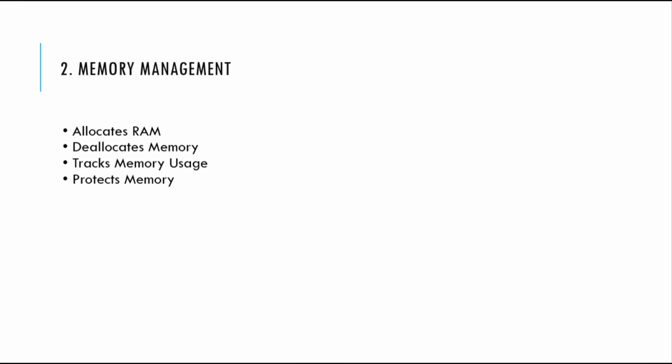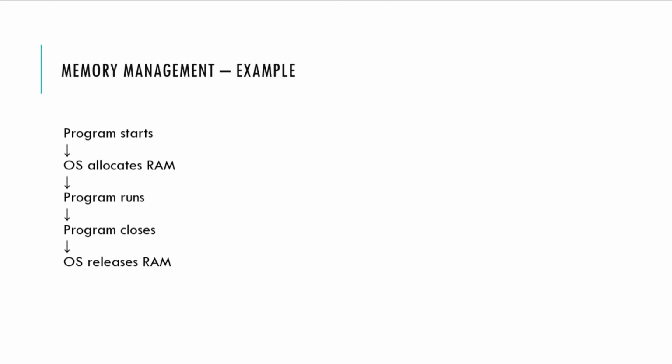So the second responsibility is memory management. Every running program needs memory. Suppose you open Chrome. Chrome cannot run without RAM. The operating system first checks whether enough RAM is available. If memory is available, it allocates RAM to Chrome. Later, if you close Chrome, the operating system releases that memory, and this allows another application to use it. The operating system also keeps track of which areas of memory are free and which are already allocated.